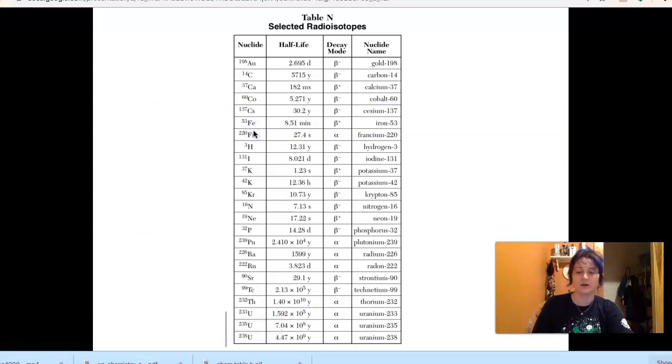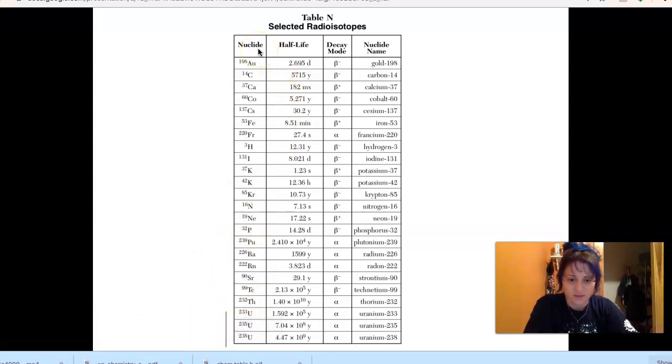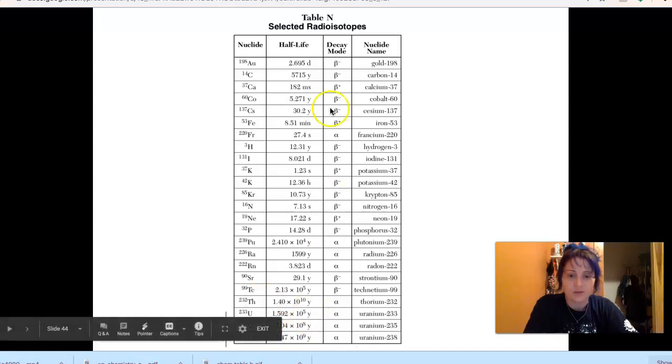Again, you don't have this table for AP chemistry, but as a reminder, these are the different radioisotopes that you can have. This is a small list. This is by no means all of them. You have different half-lives here, the amount of time it takes for half of this amount of material to decay. You have the decay mode here with the Greek symbol, and then the nuclide name.